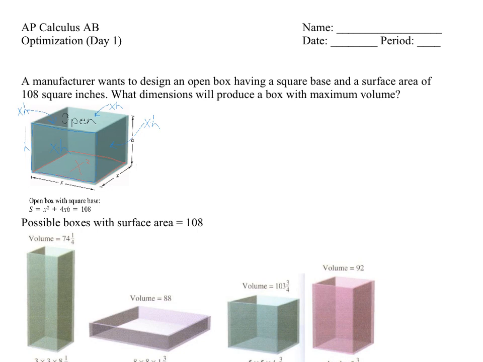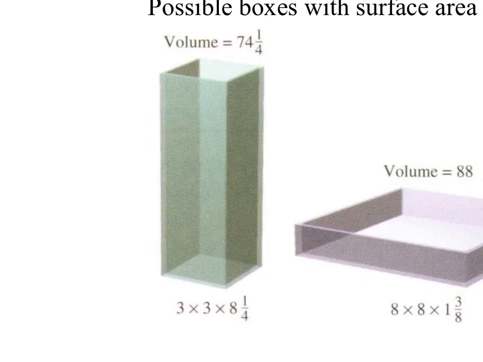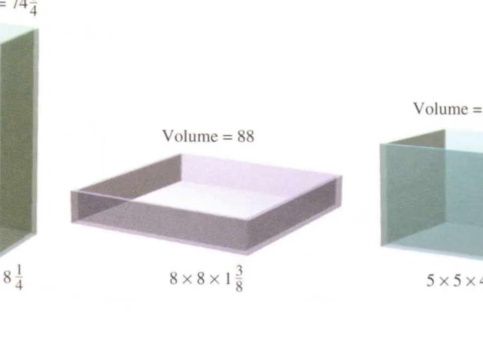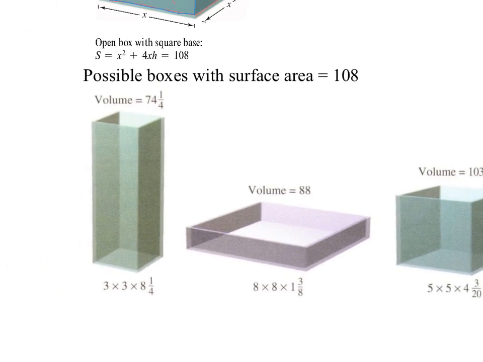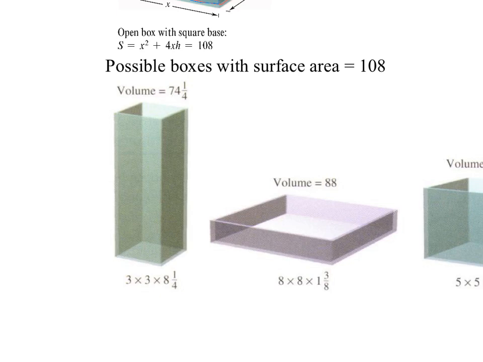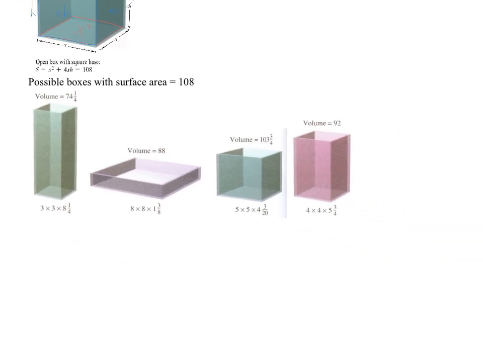However, we can make this box in a lot of different ways. Here you'll notice they made the base 3 by 3, and that gave us 8 1/4 inches tall. This box over here is 8 by 8, so that made it only 1 3/8 inches tall. And you can see here that the volumes are going to end up being different, depending on what dimensions we use for the box. Someone pick another number.